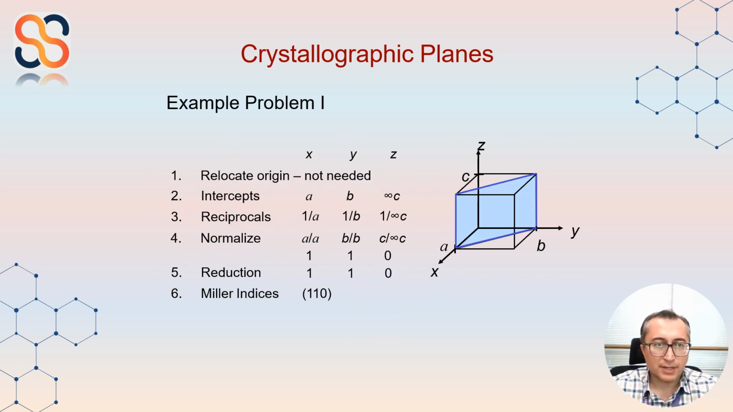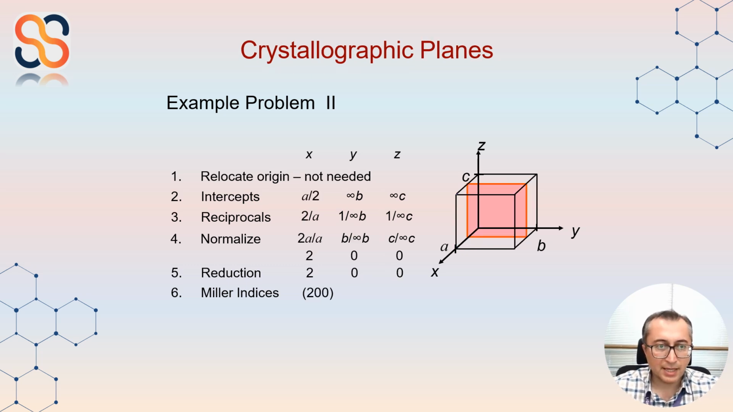Well, let's solve some problems regarding crystallographic planes. So in this example, no need for relocation of the origin. Then let's identify intercepts. Intercepts of the plane with the axis are A, B, and infinity. So now calculate the reciprocals. It's going to be 1 over A, 1 over B, and 1 over infinity, which is 0. Now normalize the reciprocals. So we will get 1, 1, and 0. So reduction to smallest integers, the values are again 1, 1, 0. So the Miller indices for this plane are (1 1 0).